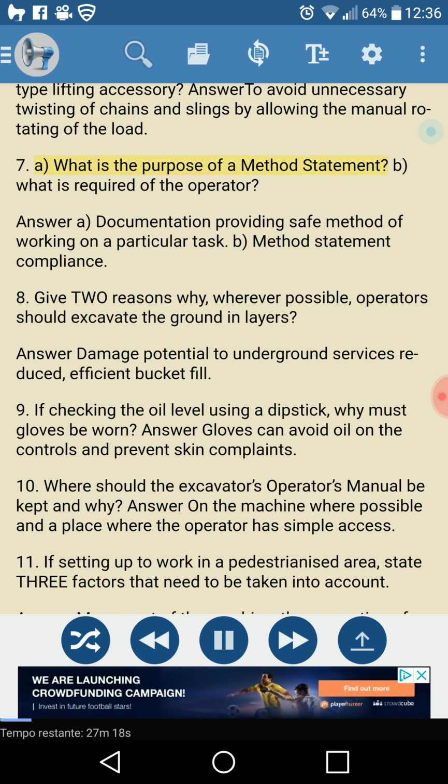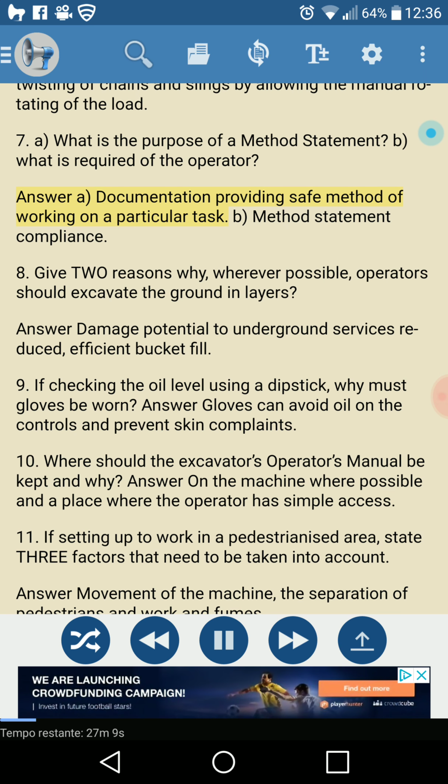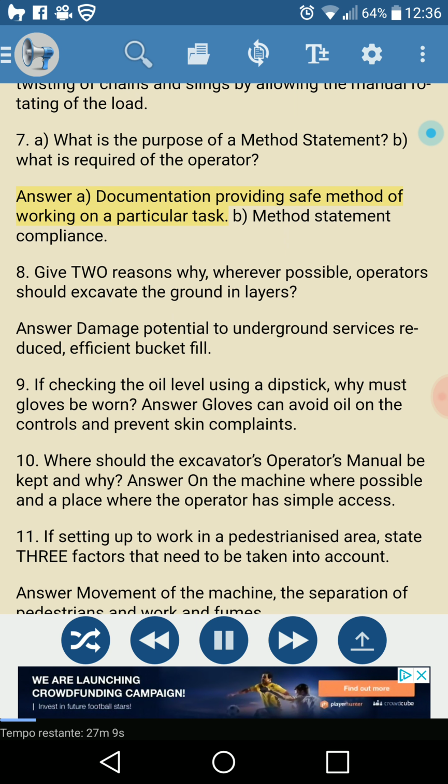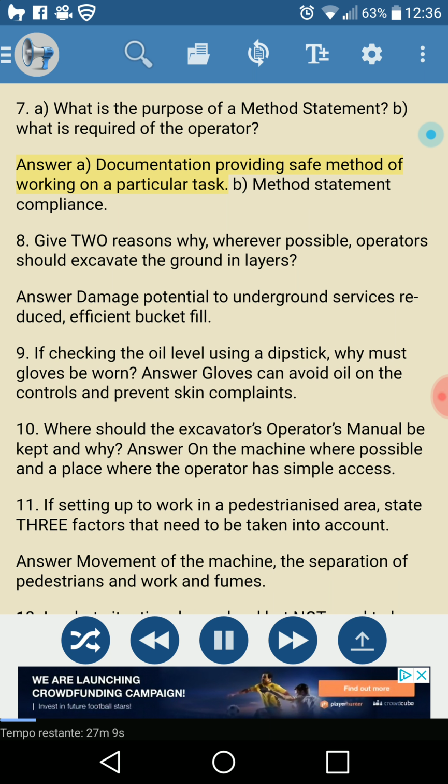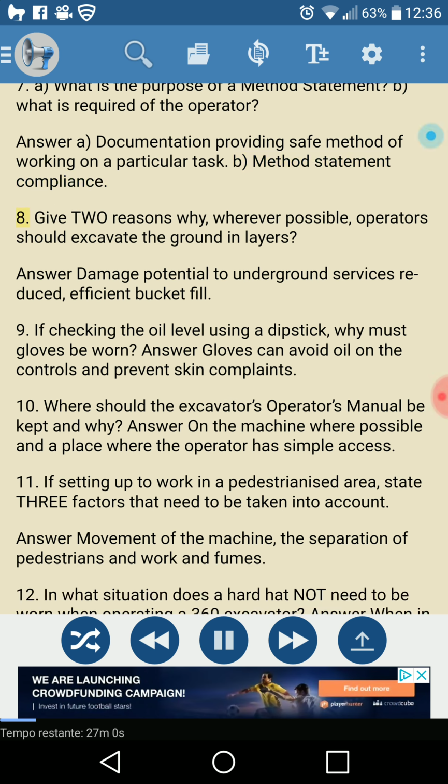7. A. What is the purpose of a method statement? B. What is required of the operator? Answer: A. Documentation providing safe method of working on a particular task. B. Method statement compliance.